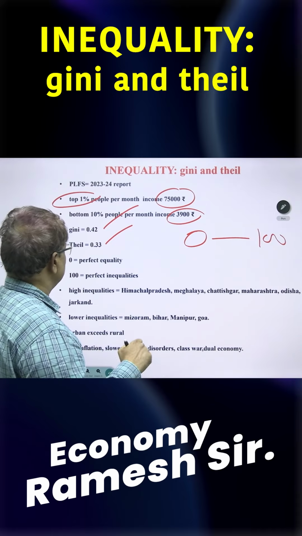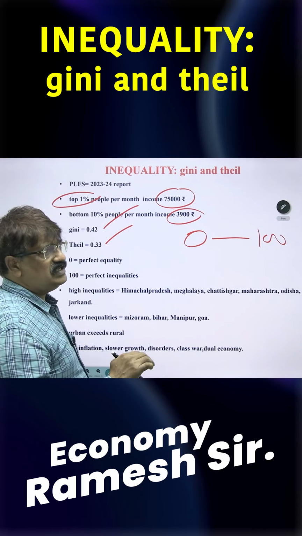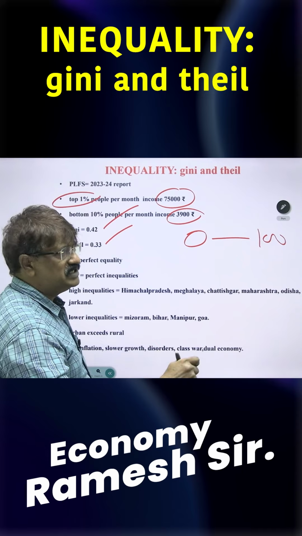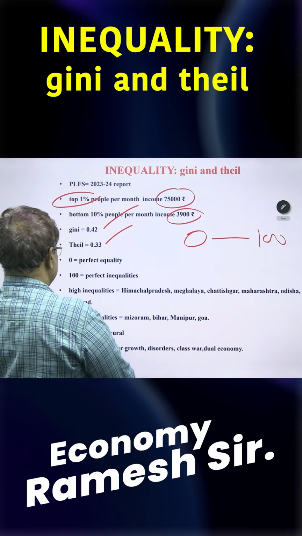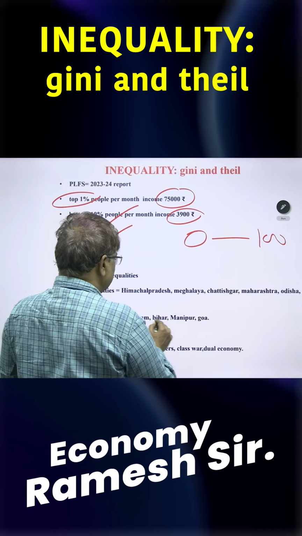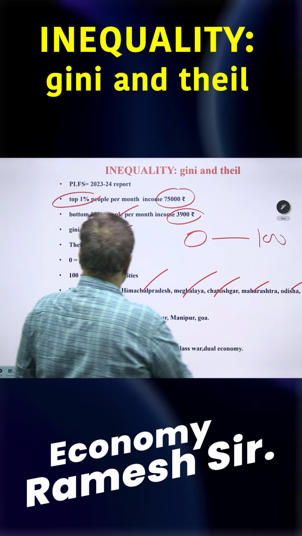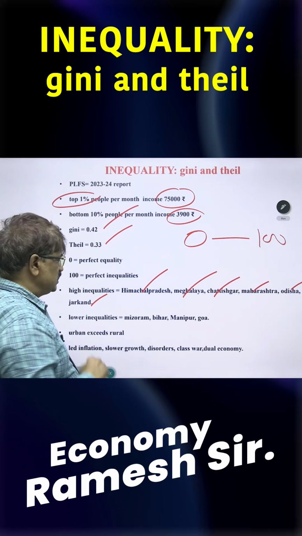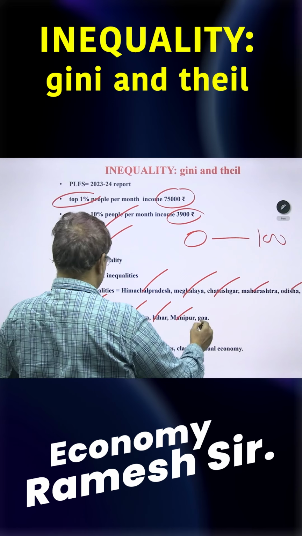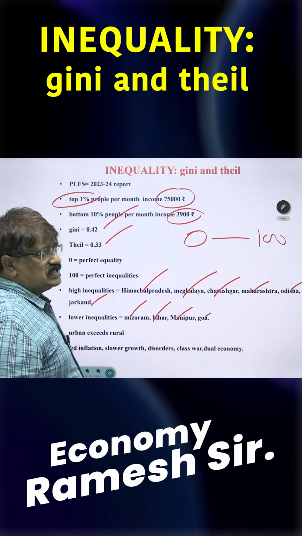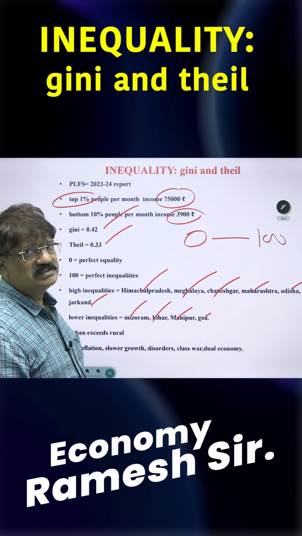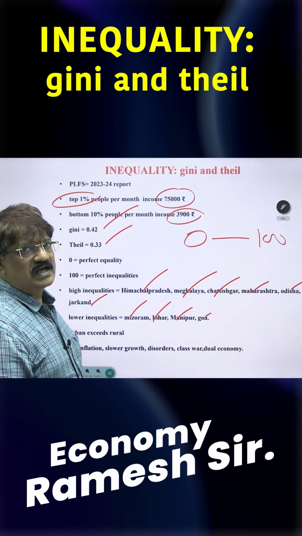According to these indexes, it is understood that the heavy inequalities present in India must be bridged as much as possible. High inequalities are visible in India, especially Himachal Pradesh, Meghalaya, Chhattisgarh, Maharashtra, Odisha, and Jharkhand. Lower inequalities we can see in Mizoram, Bihar, Manipur, Goa. That's why inequalities between rich and poor must be bridged. Otherwise, we have to face a considerable price.